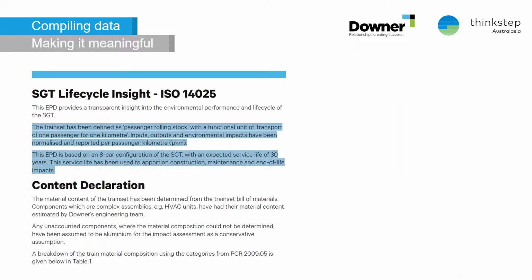And in the case of a passenger train or passenger rolling stock, we're really interested in transporting people. And so in this case, we're looking at transport of 1 person for 1 kilometre, so a passenger kilometre. And we're basing the EPD around a set configuration. So this is an 8-car configuration, double-decker train, expected service life of 30 years. And considering that full life cycle performance, again, looking at manufacture, transport to market, the actual use, operation, maintenance, and then finally the end of life after that 30-year period, and trying to relate all of that back to 1 passenger kilometre to make it meaningful.